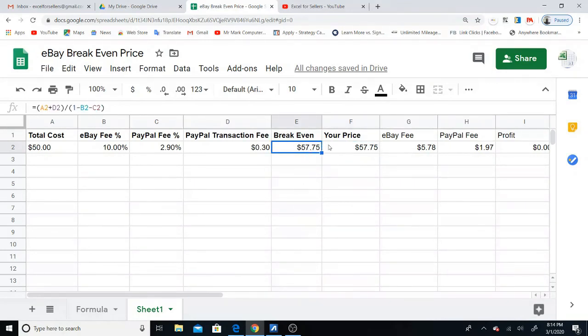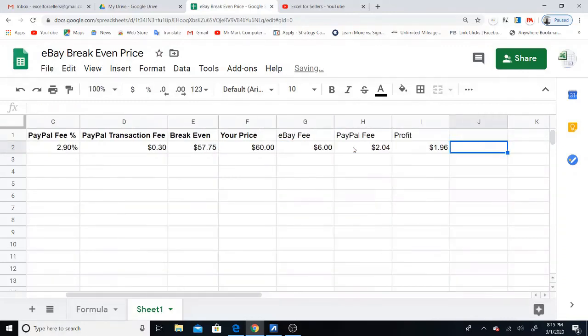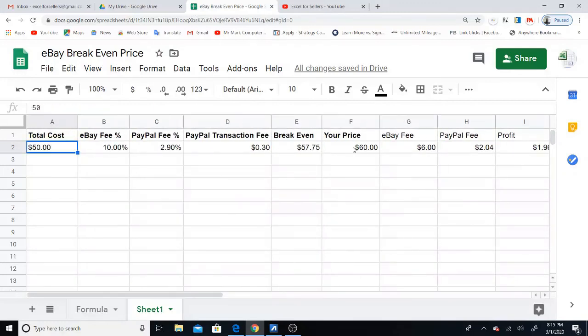This break-even formula is giving me the exact price that will give me exact zero profit, right? So I know that I will have to charge at least this much. So now that means if I charge a little bit over break even, like $60, I should get a small profit. See that, $1.96. That's what the break even does. It gives me a minimum. So I know I need to charge somewhere around 60 if I want to make a small profit.